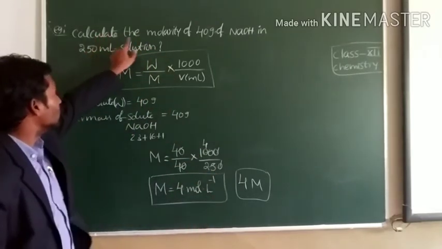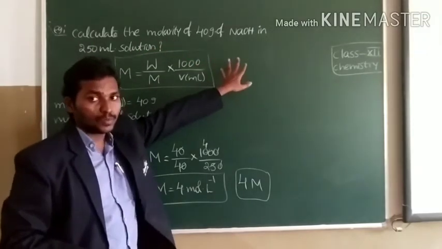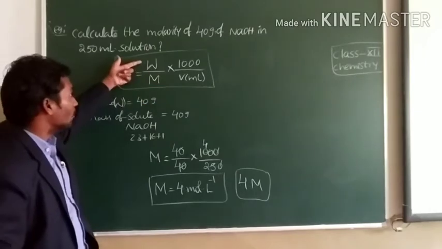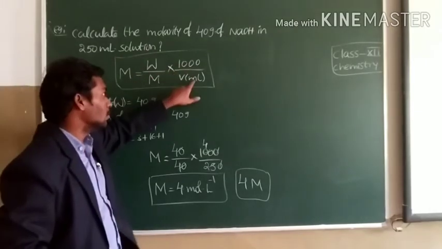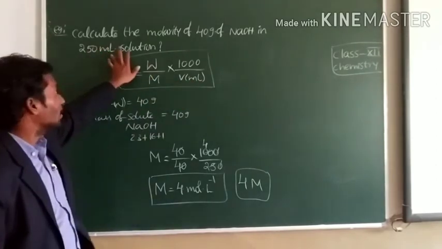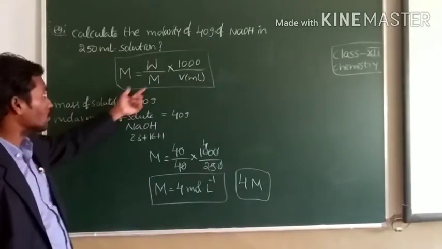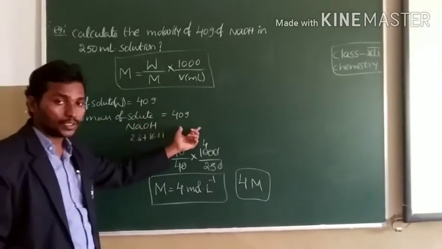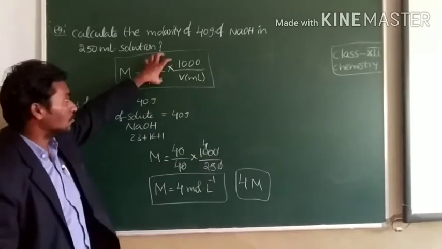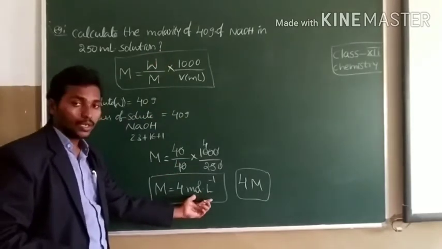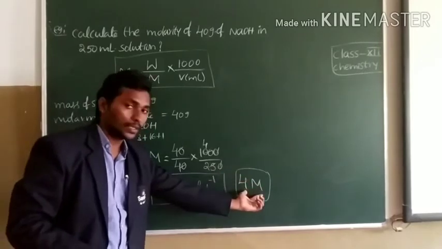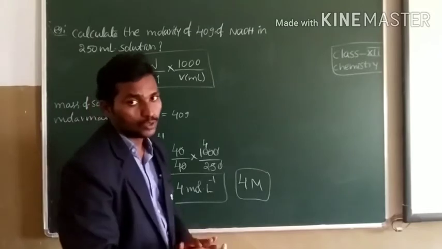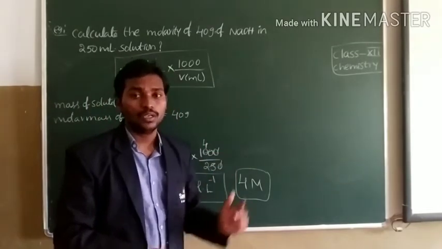Here they asked to calculate the molarity of 40 grams of sodium hydroxide in 250 ml of solution. Then we choose the formula weight by molecular weight into 1000 by volume in ml, because the volume was given in ml. Here the mass of sodium hydroxide is 40 grams and its molar mass is also 40 grams. We substituted the values in the formula, and we got 4 mole per liter, or 4 M, as the molarity of the solution.